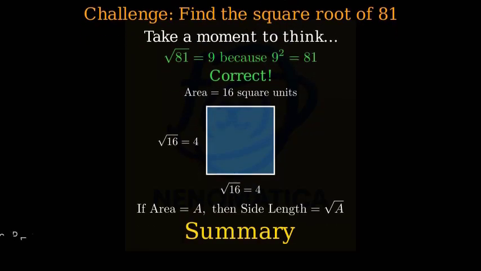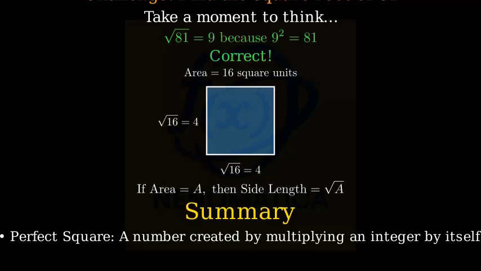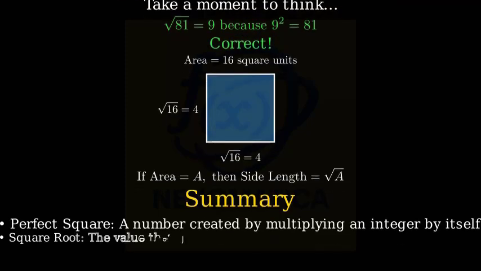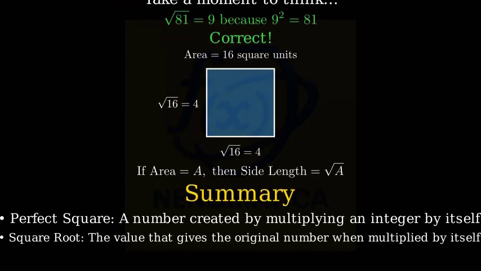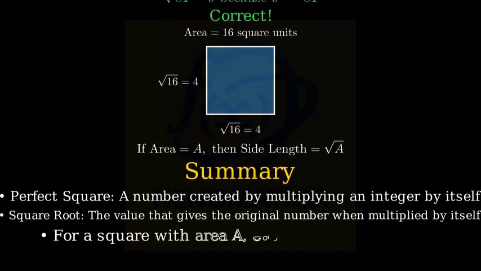A perfect square is a number that results from multiplying an integer by itself. The square root of a number is the value that, when multiplied by itself, gives the original number. Geometrically, if a square has an area of a, then each side has a length of the square root of a. Let's recap our examples.